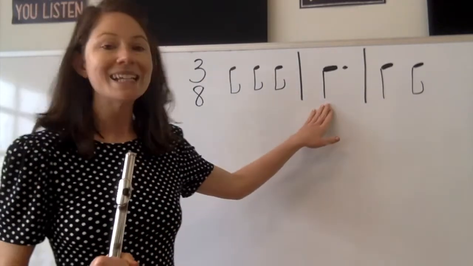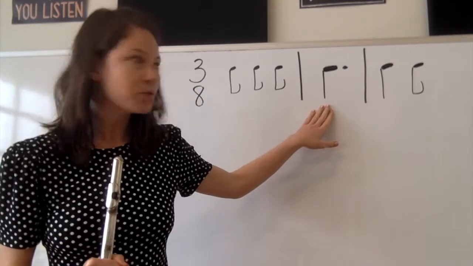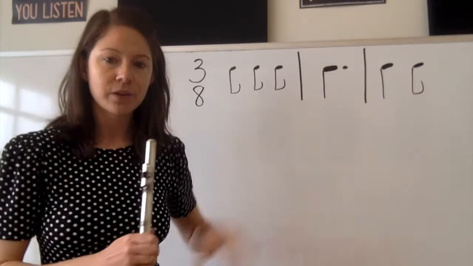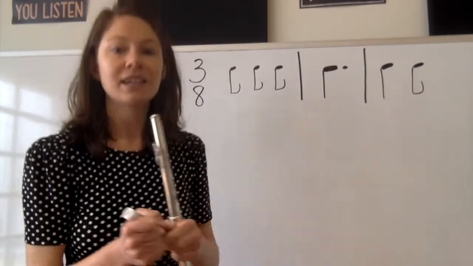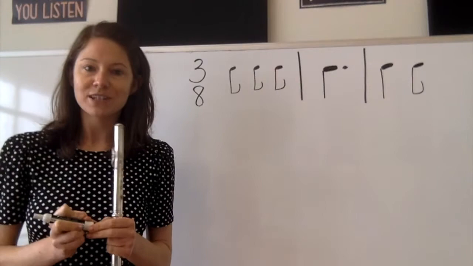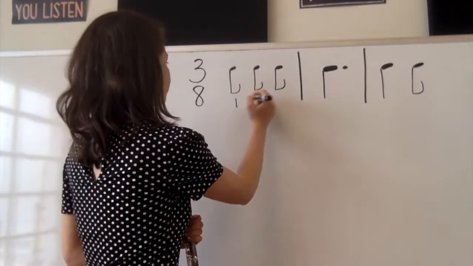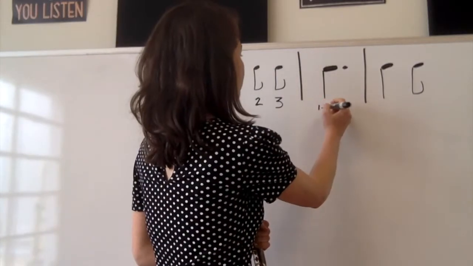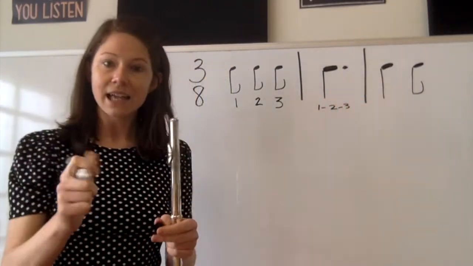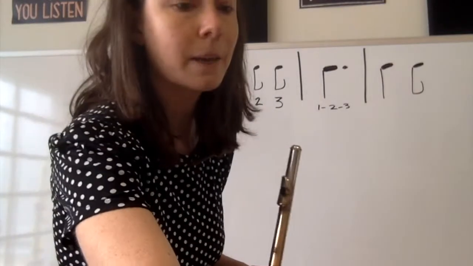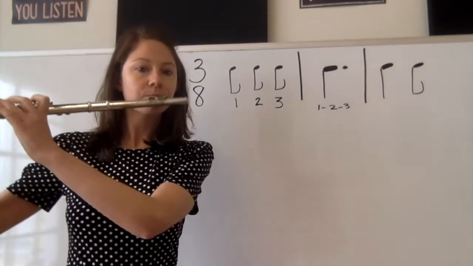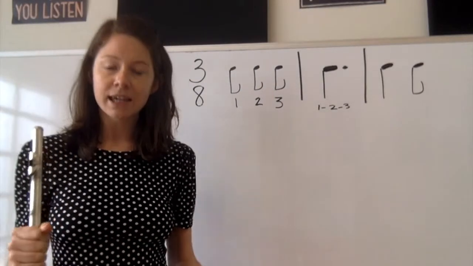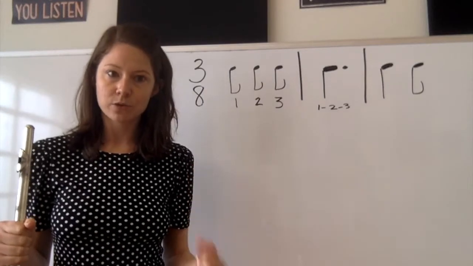When I move on to my dotted quarter note, I have to think how many 8th notes fit inside a dotted quarter note. How many 8th notes fit inside a dotted quarter note? If you said 3, you are correct. 1, 2, 3. Held out for 3 beats. Because my click is now my 8th note.